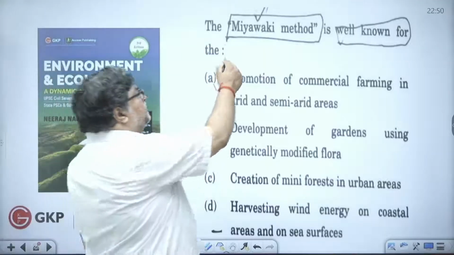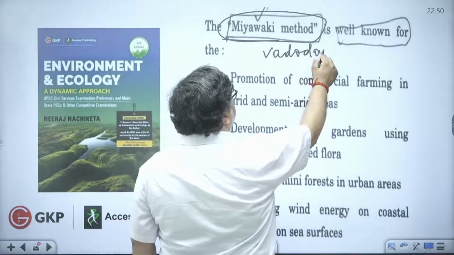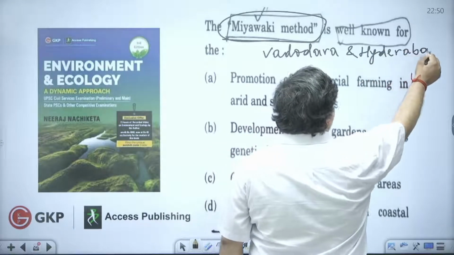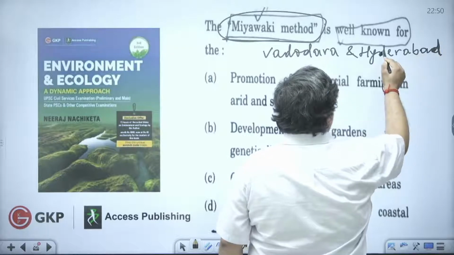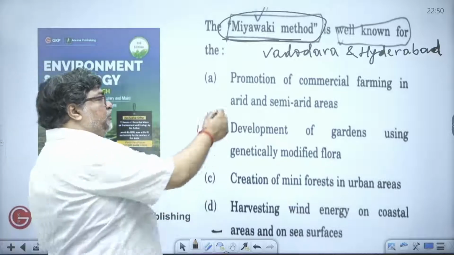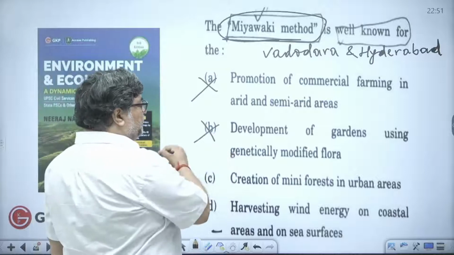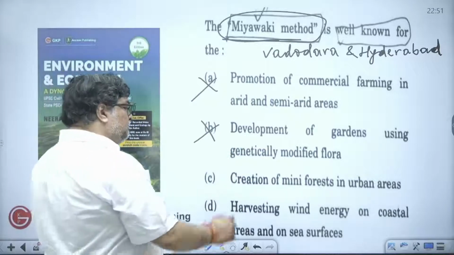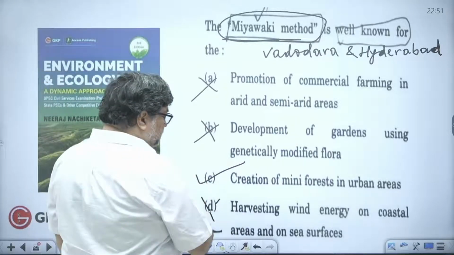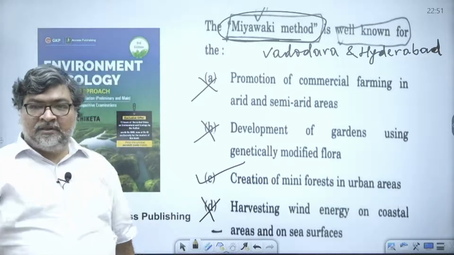Now here, Miyawaki method. It was in Vadodara in Gujarat and in Hyderabad in Telangana. Mini urban forests have been developed using this Japanese technology called Miyawaki technology or Miyawaki method. A, promotion of commercial farming in arid semi-arid area, wrong. Development of garden using genetically modified GM plants, flora, wrong. Creation of mini forest in urban area, correct. And harvesting wind energy on coastal area and sea surface, wrong. It was given by Akira Miyawaki.